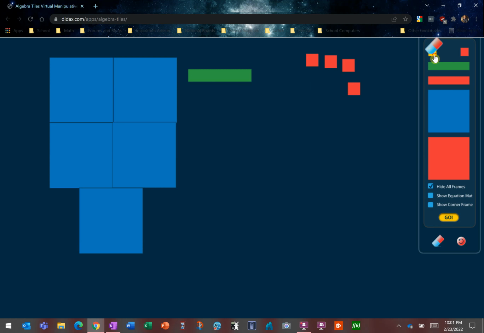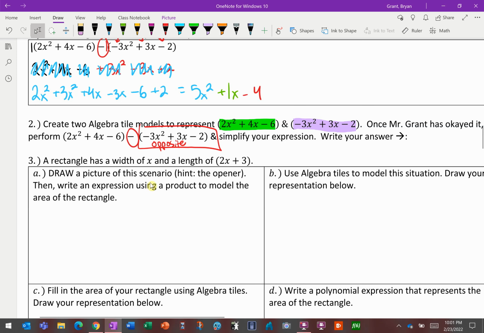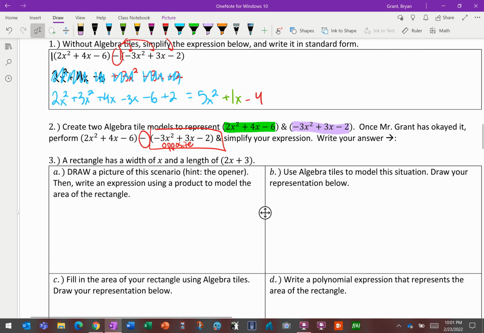It looks to me like we have 1, 2, 3, 4, 5 x squareds, 1x, and minus 4 of those ones. And does that match? 5x squareds, positive 1x, and minus 4 ones. It does. Now you're probably saying, wow, that was a lot of effort to just do basic addition and subtraction. And you're right, it was kind of silly to do. However, multiplication makes a lot more sense, and this is extremely important.